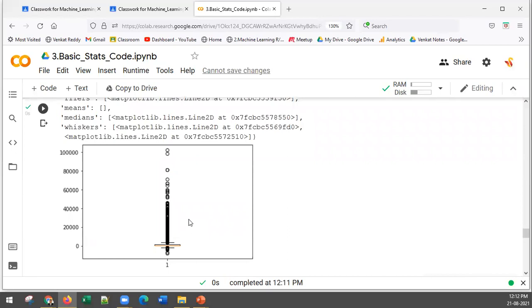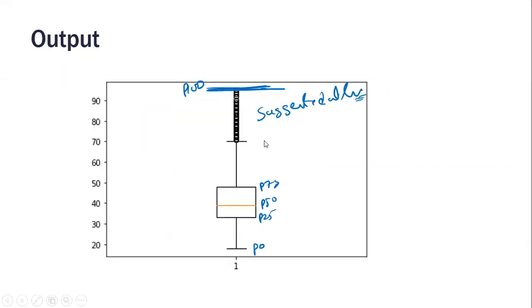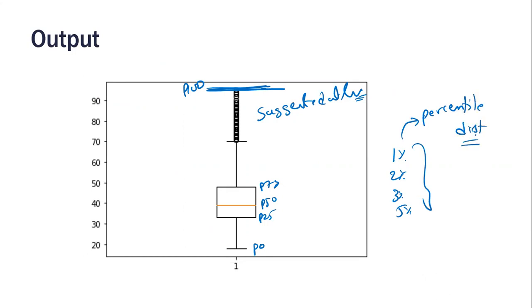For a quick visual inspection, a box plot can be used for detection of outliers. But if you really want to know exactly what percent are outliers, 1%, 2%, 3%, or 5%, we have to look at the percentile distribution.